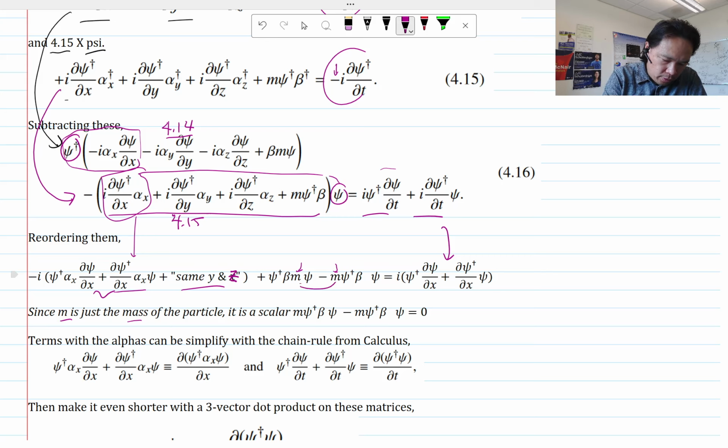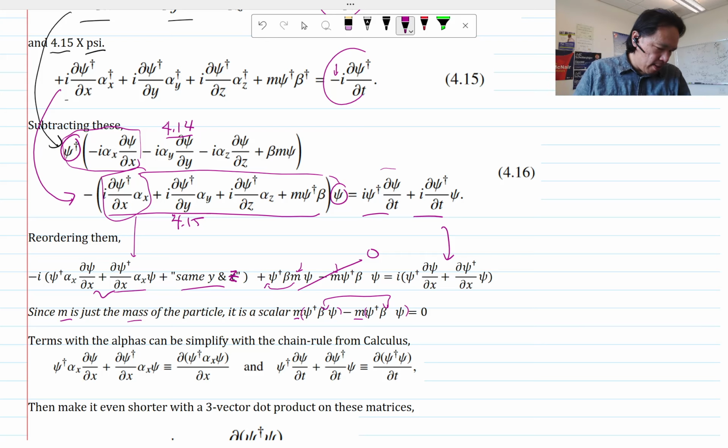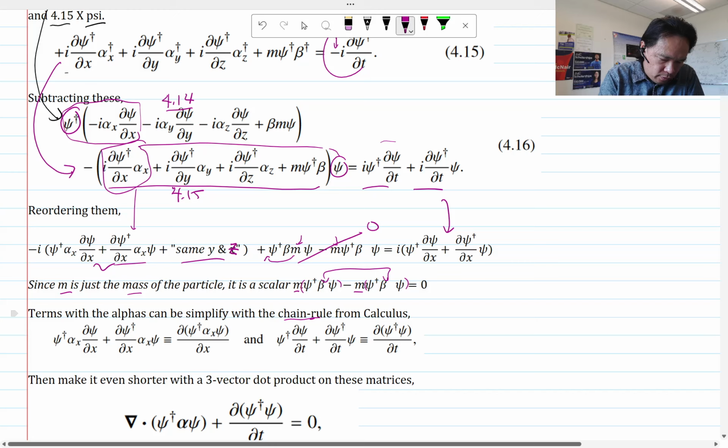So you can actually pull this m out in front. And what you'll see is that you have m times this thing, m times this thing, so these two are exactly the same thing. So this middle term actually adds up to subtract to 0. The other terms can be simplified just using some chain rule from calculus.